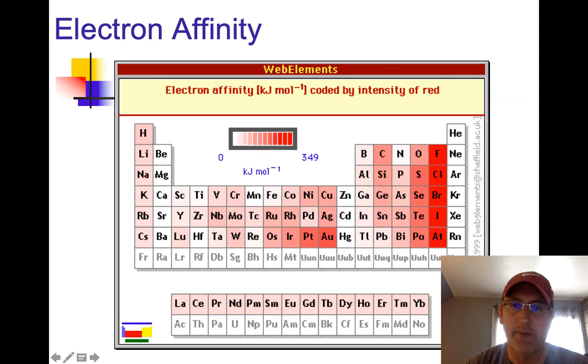Okay, so all you really need to know here again is the substances that have a lot of electron affinity release a lot of energy when they gain an electron to form an anion.